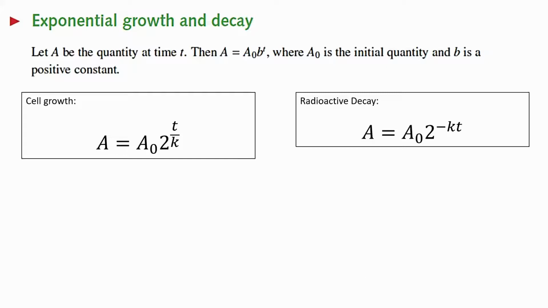The base is 2. Okay, there are no translations at the moment. It's not adding on a certain number. It's not moving left, right, up or down. The only thing we have is a naught, which is what you're multiplying to the 2. This is a dilation of factor a naught from the x-axis.